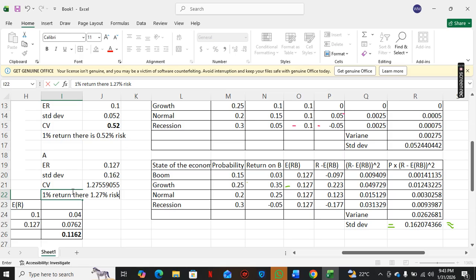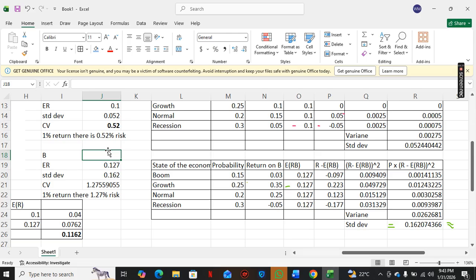Any questions? This other one, the bottom one, is supposed to be P. That is the coefficient of variation.